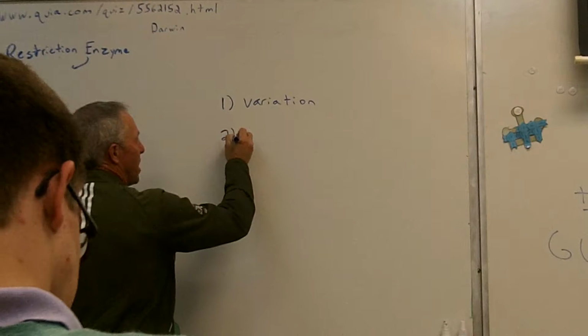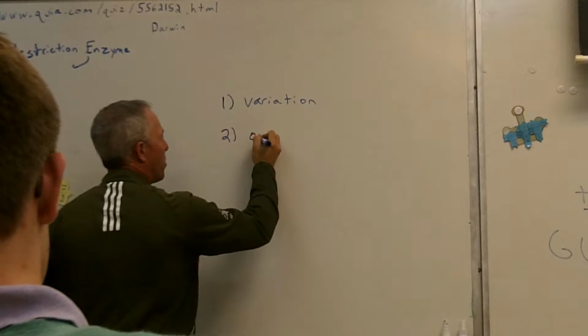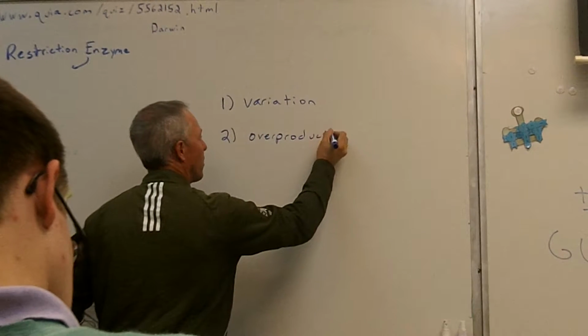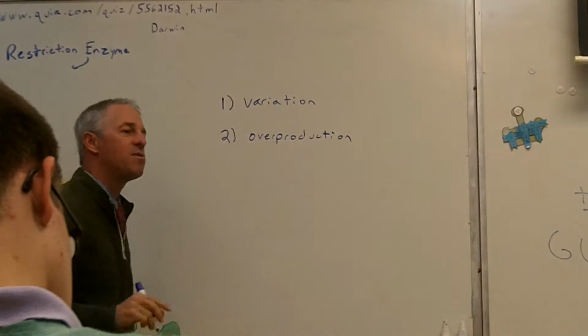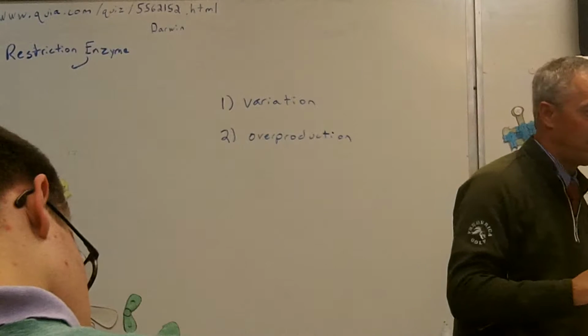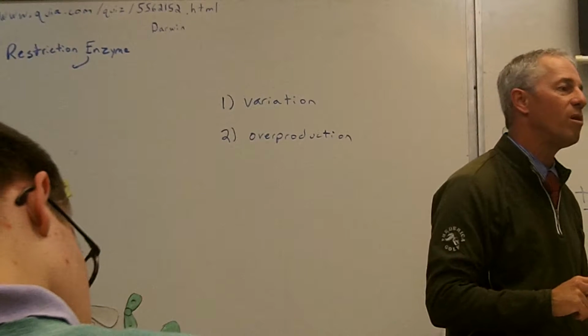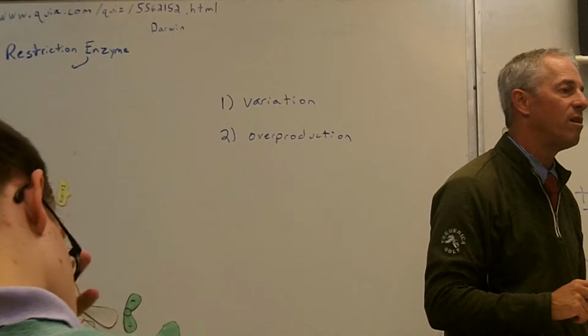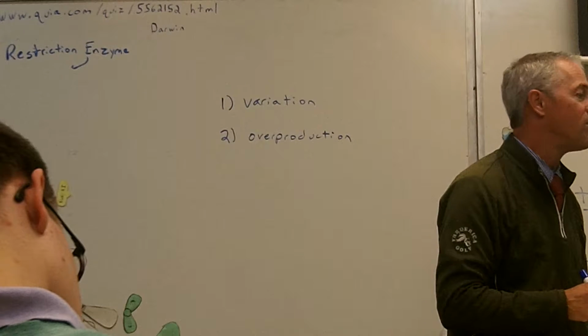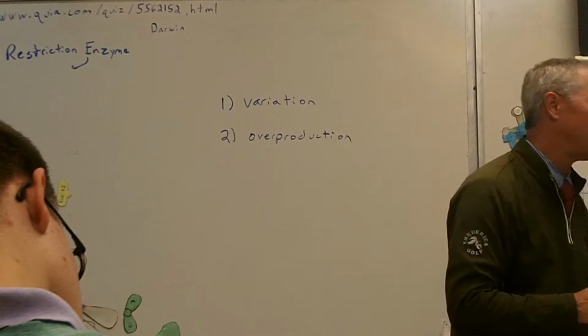Number 2 is what we call overproduction. Rabbits. More organisms are born than can possibly survive. Yes? Would this be like his major points? These are his major points of natural selection, yeah.